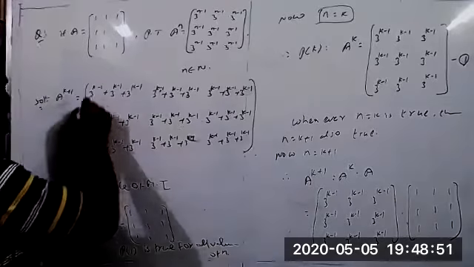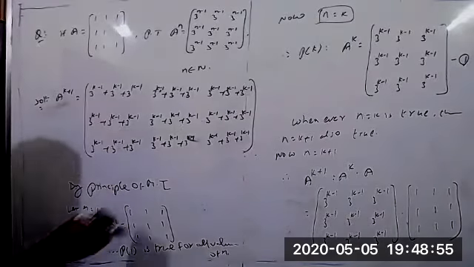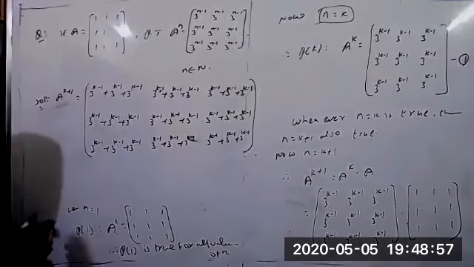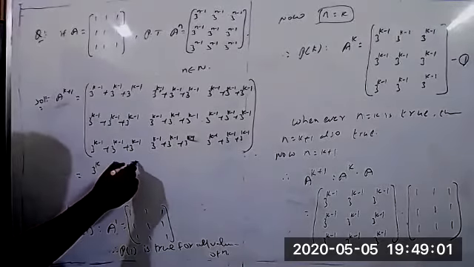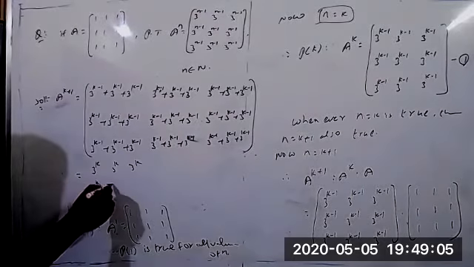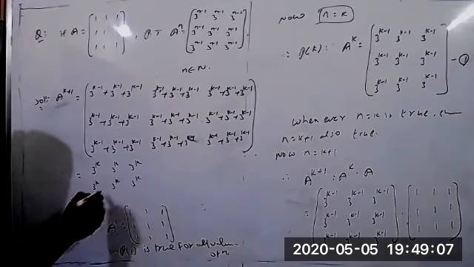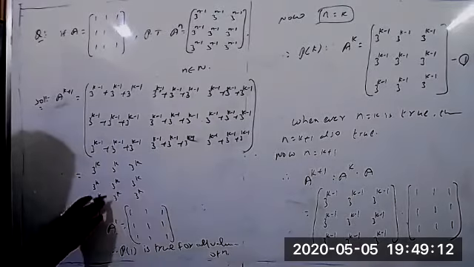Okay, this is the multiplication. Let me give the explanation about this one. When I simplify this value, what I get is 3 power K only. So you can write 3 power K, 3 power K, 3 power K, and this also 3 power K, 3 power K, 3 power K, and again 3 power K, 3 power K, and 3 power K.